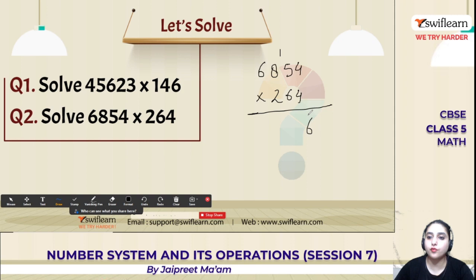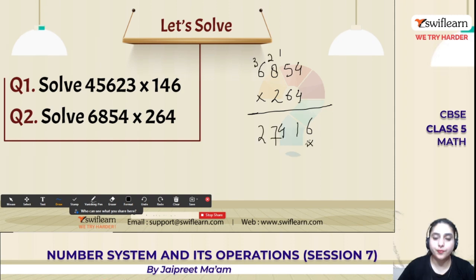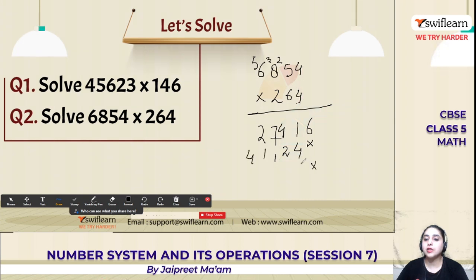Then we have to multiply it with 6, right? So 6 times 4 is 24 and erase the previous carry first of all. So 2 will be carry forward. 6 times 5 is 30 plus 2 is 32 and 6 times 8 is 48 plus 3 will make 51. So 5 carry forward. 6 times 6 is 36 plus 5 will make it 41, right? Now put cross under ones and tens place.